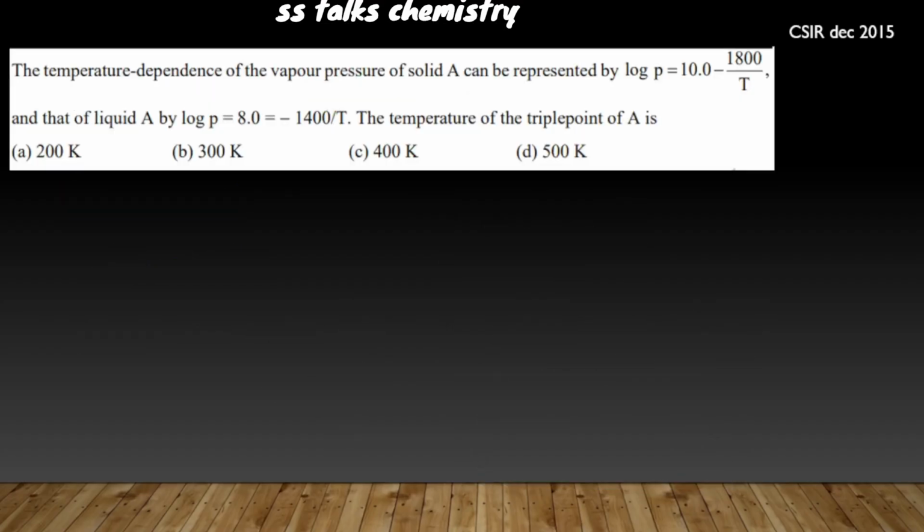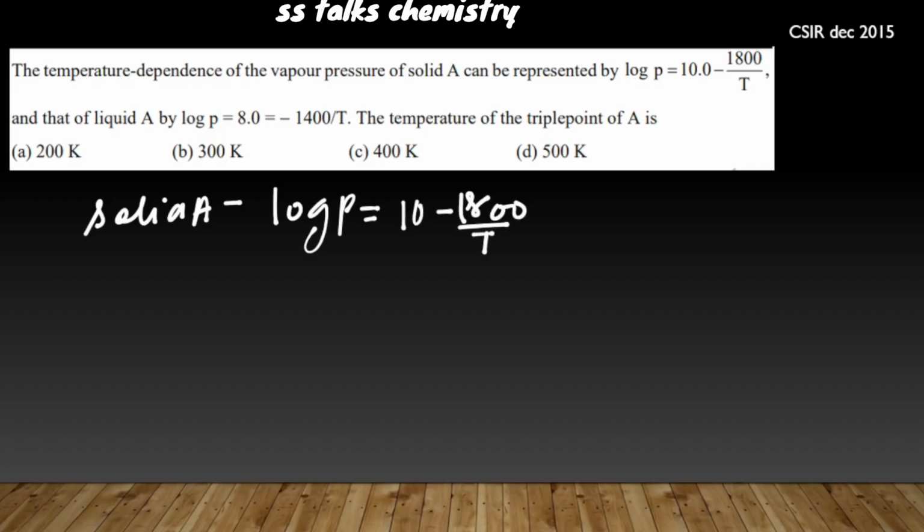Okay. Now the next discussion we are having: the temperature dependence of the vapor pressure of solid A can be represented by this expression, and that of liquid A. So for solid A, log of P is equal to 10 minus 1800 upon T, and for liquid A, log P is equal to 8 minus 1400 upon T, it is given to us.